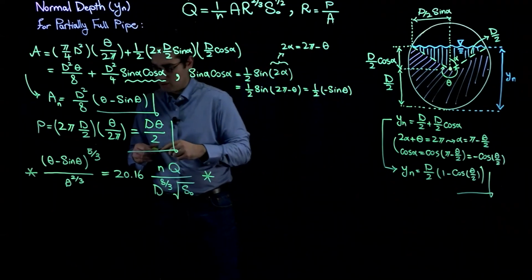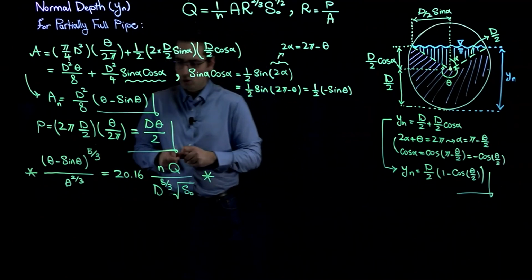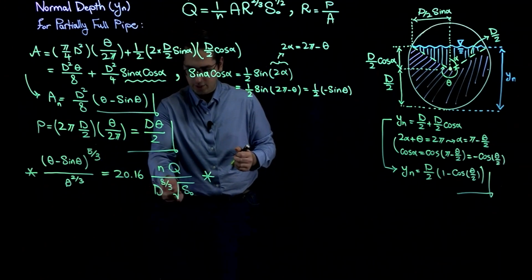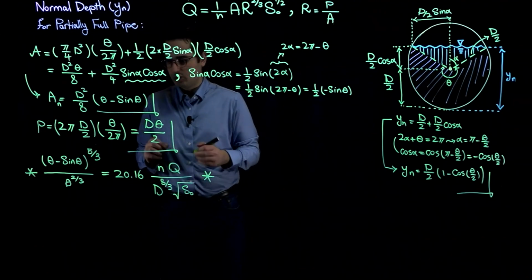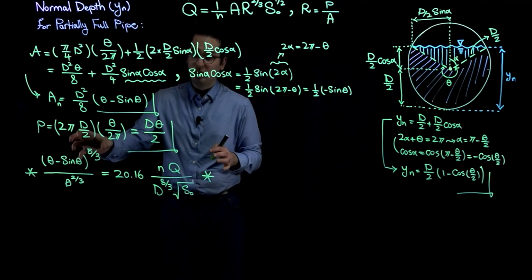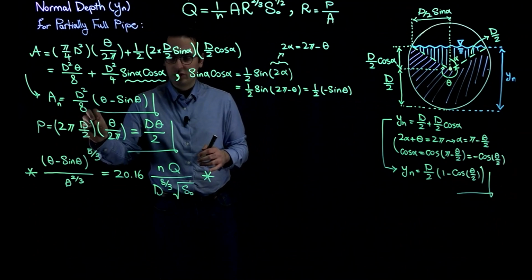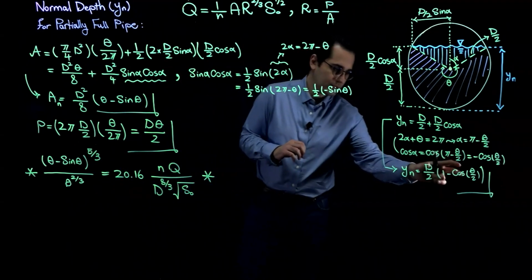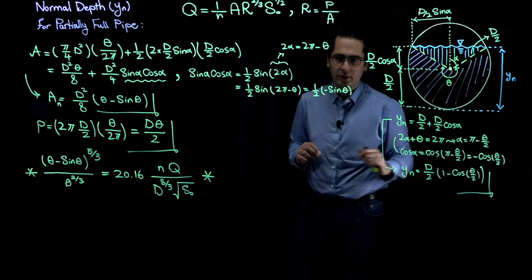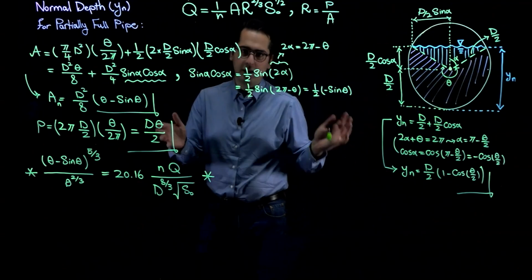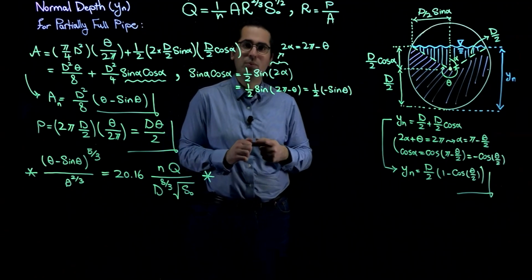Now, take a look at this equation. We have theta on one side and Q on the other side. Normally, we do have the diameter, we do have the slope, we do have the Manning roughness, and also we have the Q. So the only value that we don't have in this equation is theta. Theta can be found numerically, and then once you have theta, you will put it in this equation to be able to find yn, which is your normal depth. This is the theory of finding normal depth, or yn, for a circular pipe that is partially full.